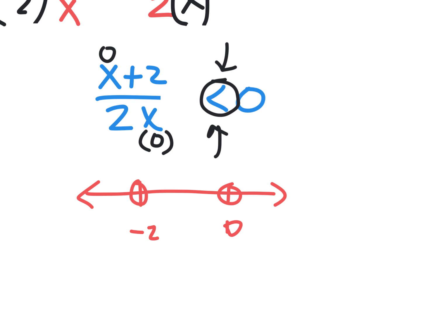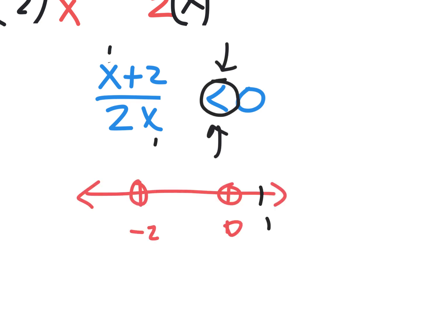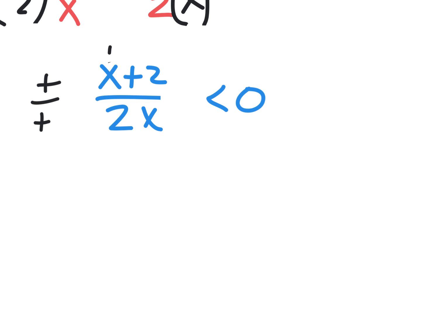All right. Rissy, take it over from there. Excellent. Test an interval for me. Tell me something you want to test. All right, we'll test 1. So we're testing out there. 1 goes here and here. What happens? Positive over positive, and that's positive, which isn't less than 0, so it doesn't work. You're right.